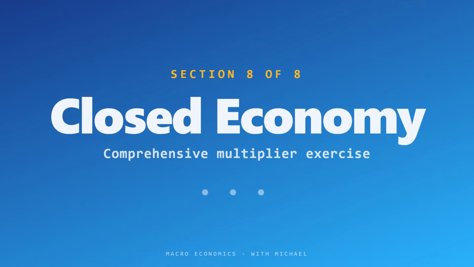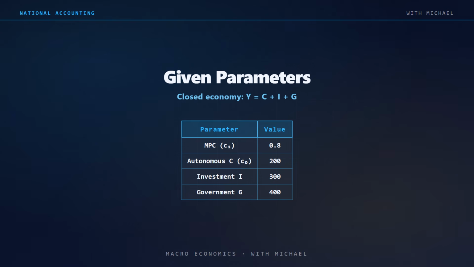Section 8. A comprehensive exercise, closed economy. Assume a closed economy, no exports, no imports. The fundamental identity becomes Y equals C plus I plus G. Suppose the marginal propensity to consume is 0.8, autonomous consumption is 200, investment is 300, and government spending is 400.